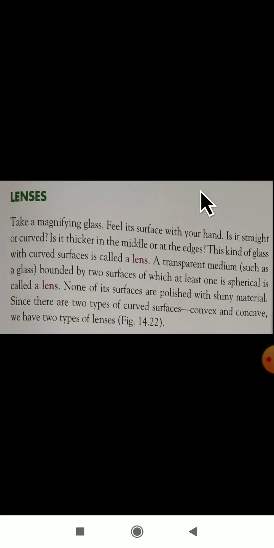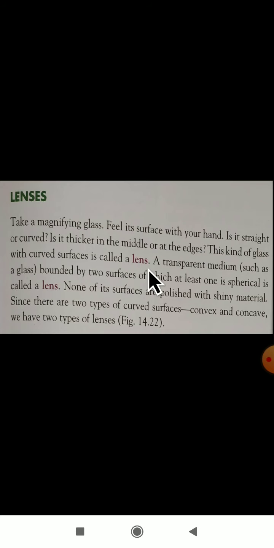You all know very well about the lens. Few of the students are wearing specs. Those specs are also made up of lenses. So you all know the magnifying glass. Take a magnifying glass and feel its surface with your hand. Is it straight or curved? Is it thicker in the middle or at the edge? This kind of glass with a curved surface is called a lens.